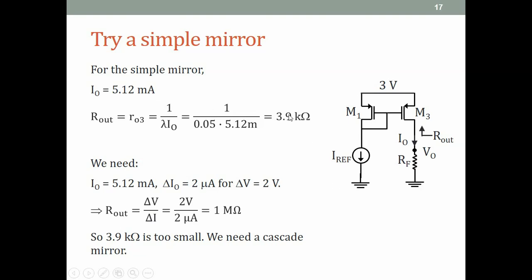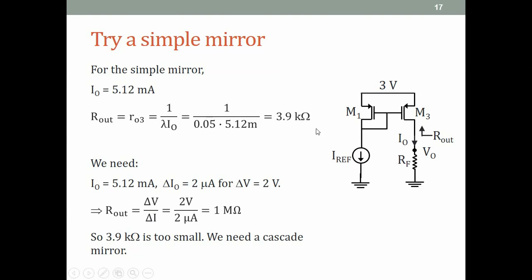So the R-out of our current mirror is RO3. We know RO3 is 1 over lambda IO. Lambda is 0.05, IO is 5.12 milliamps, and so our R-out is 3.9 kilo ohms.